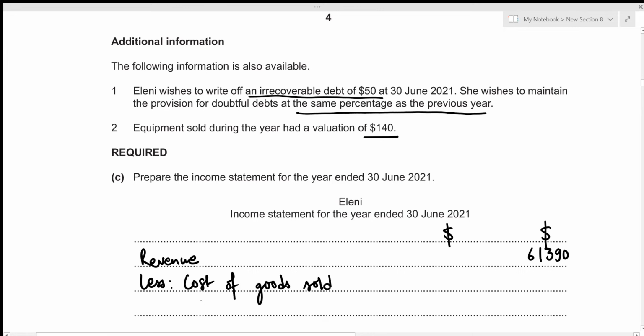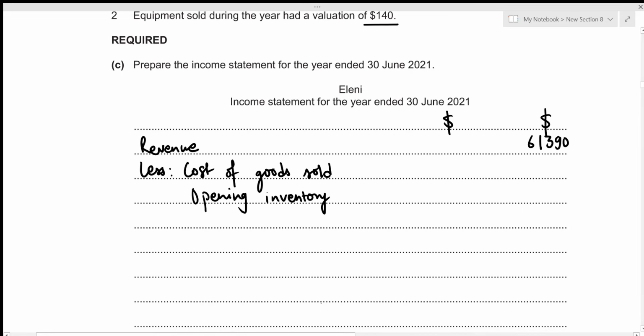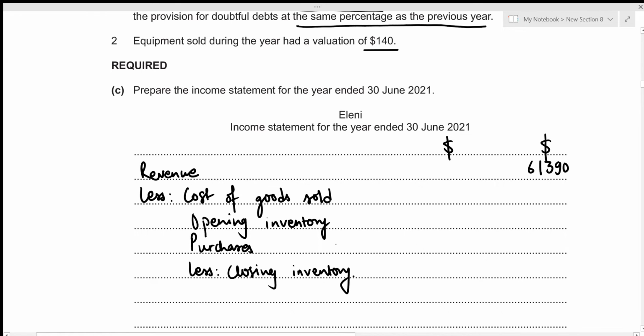So the first one is always going to be the opening inventory. Then we need to add purchases. Then we need to subtract the closing inventory. Now let's look for the amount for these three headings and also look for if there are any other items that should be recorded under the heading of cost of goods sold.